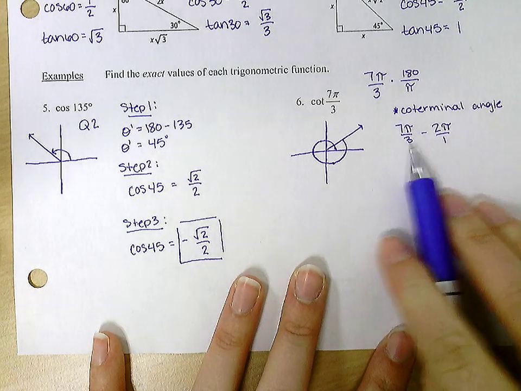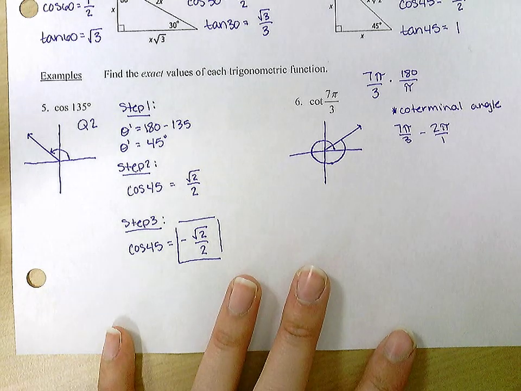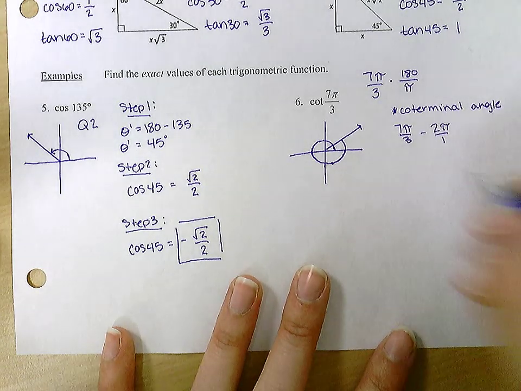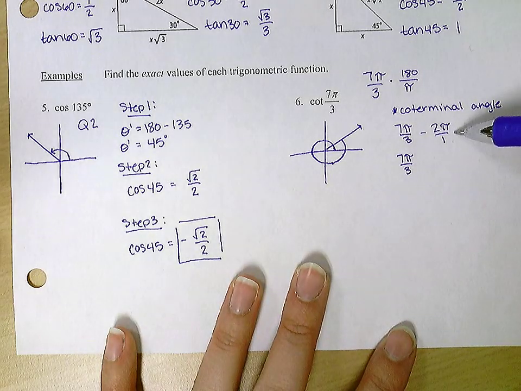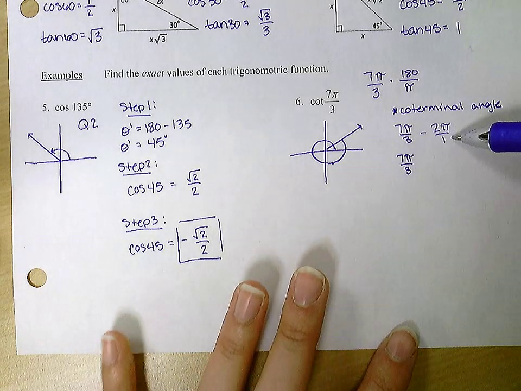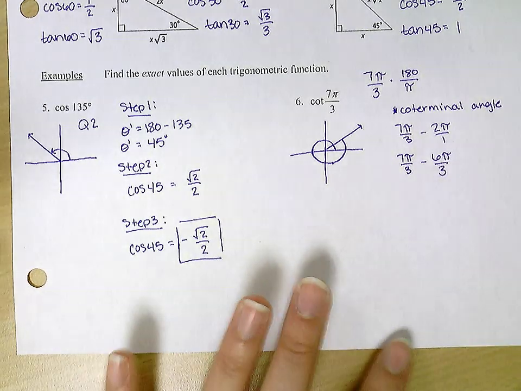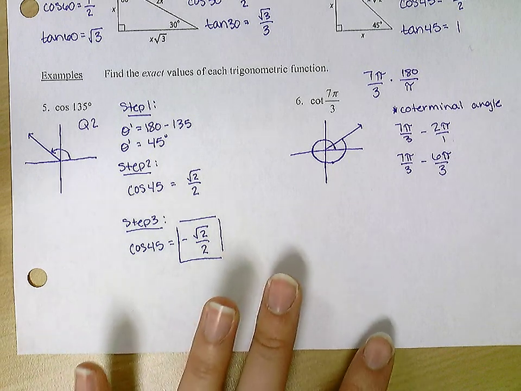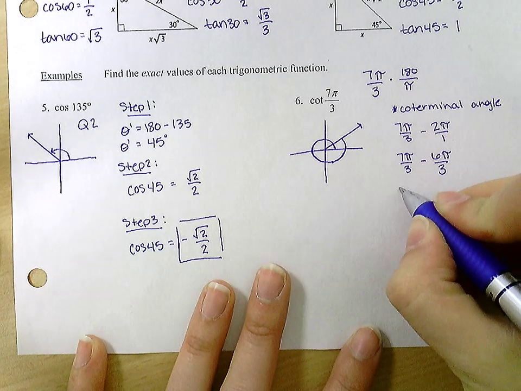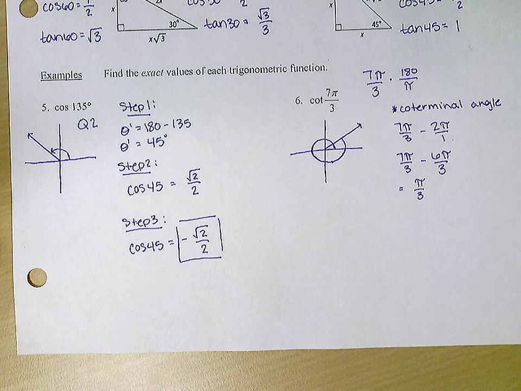What do I have to do to combine these two? You have to multiply by 3 to both the numerator and denominator here. So minus 6 pi over 3. Okay, so this is going to be equal to pi over 3. Okay, so that's my coterminal angle.